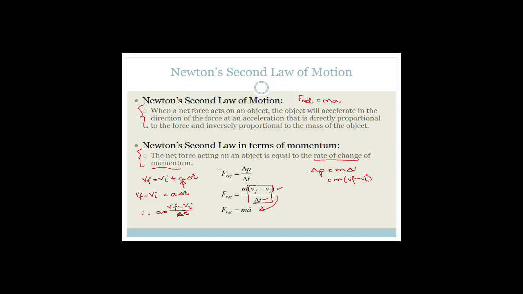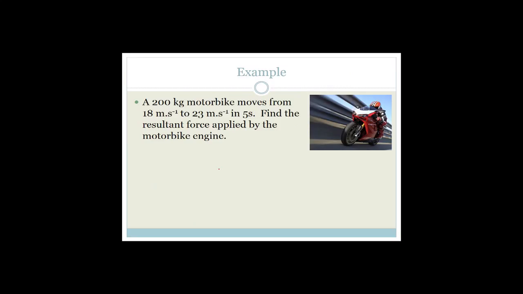Okay, so now let's look at an example. We've got a 200 kilogram motorbike and it moves from 18 meters per second to 23 meters per second in 5 seconds. It says find the resultant force applied by the motorbike. Okay, now because we are in our momentum section, we're obviously going to use momentum equations for this. Okay, so we know that F net is equal to delta P over delta T.